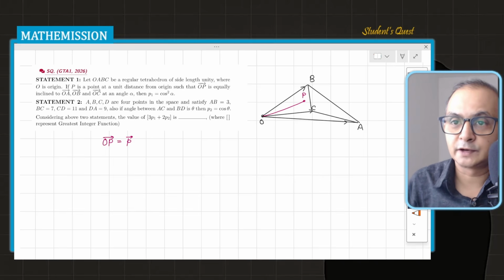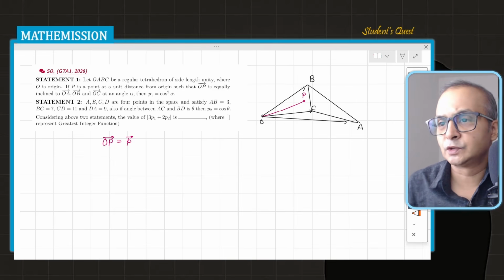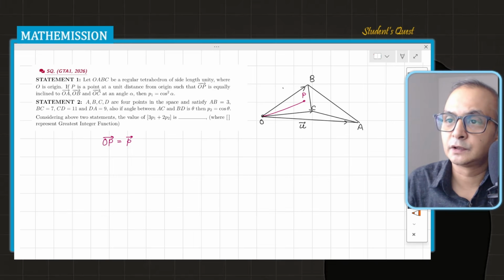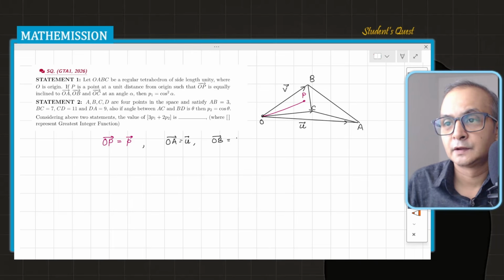Now don't get confused with this P1 and P2 here in the question. The P vector I'm just assuming. I can assume another letter, but it looks nice. So OA is U vector. Let's say OB is V vector and OC is W vector. Let me write: OA vector is U vector, OB vector is V vector, and OC vector is W vector.